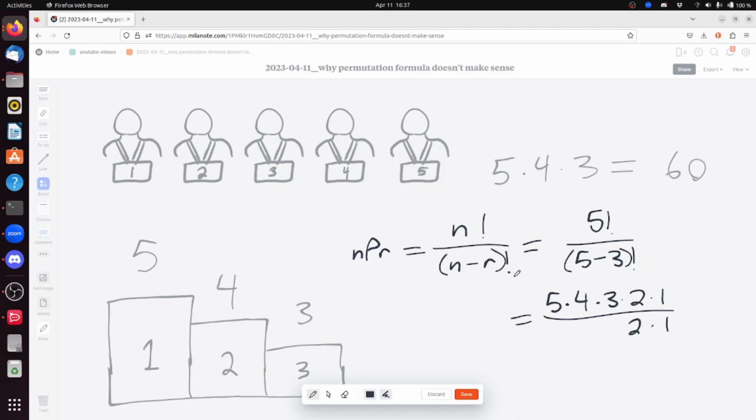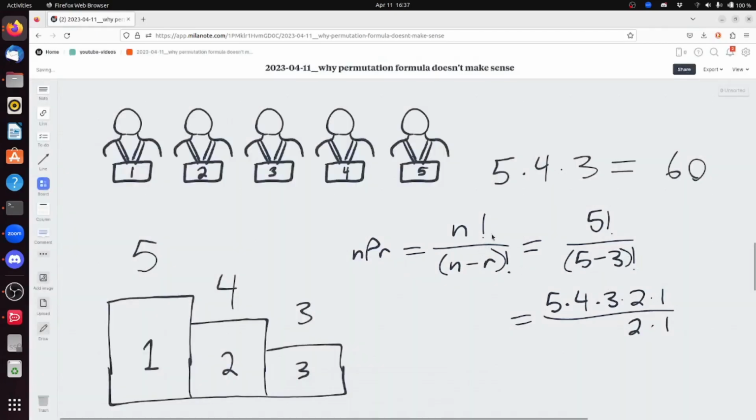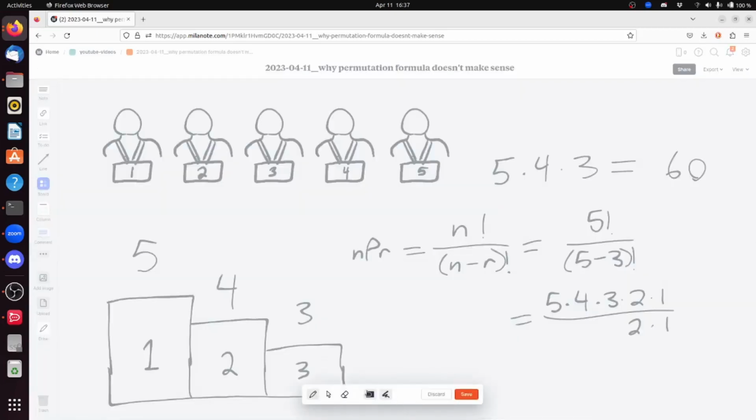Here, the way the permutation formula tries to explain this situation is that we're basically starting at 5 in the numerator and then counting down all the way to 1. And then in the denominator, we start at 2 and count down all the way to 1. So what's really going to happen is that the 2 and 1 in the numerator will be canceled out by the 2 and the 1 in the denominator. And you can see that we're going to be left with 5 times 4 times 3, just like we were in the first case. So we still get the right answer with the permutation formula. It still makes sense, but I think it's unnecessarily complicated.